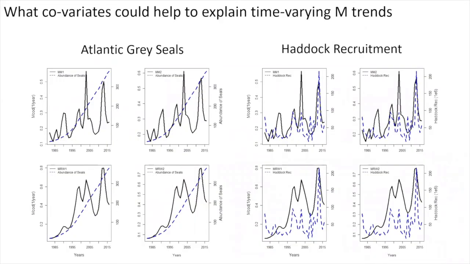Okay, so as I showed before, there is an increase in natural mortality starting in the middle of the 90s. So I was interested in exploring what covariate could help to explain those natural mortality trends. I explored the relationship between M estimates from the different BPA models. Here in each box, I have each BPA model, and I plotted together with the abundance of gray seals and also with the haddock recruitment. I explored different covariates, for example the spawning biomass of herring, but I found a significant relationship between seals and natural mortality, and haddock recruitment and natural mortality of cod.